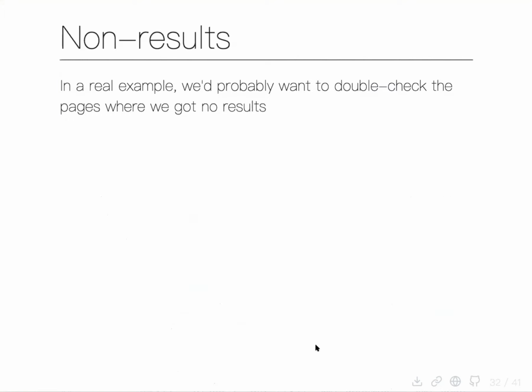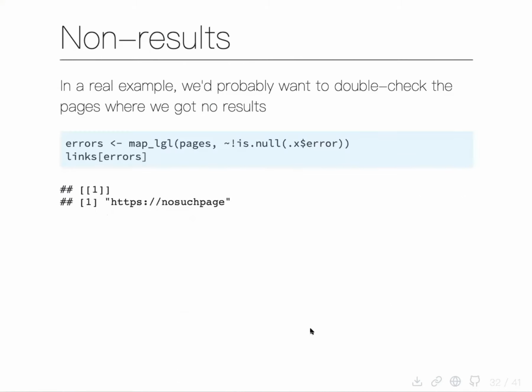So then from there, in the real world, we would probably want to subset our list to just our failed pages and maybe actually go visit those pages and see why they're not working. Maybe the website got redirected and now it's at some different page. Maybe it just doesn't exist at all anymore. Maybe the contents of the page really changed, whatever. So we could do that like this.